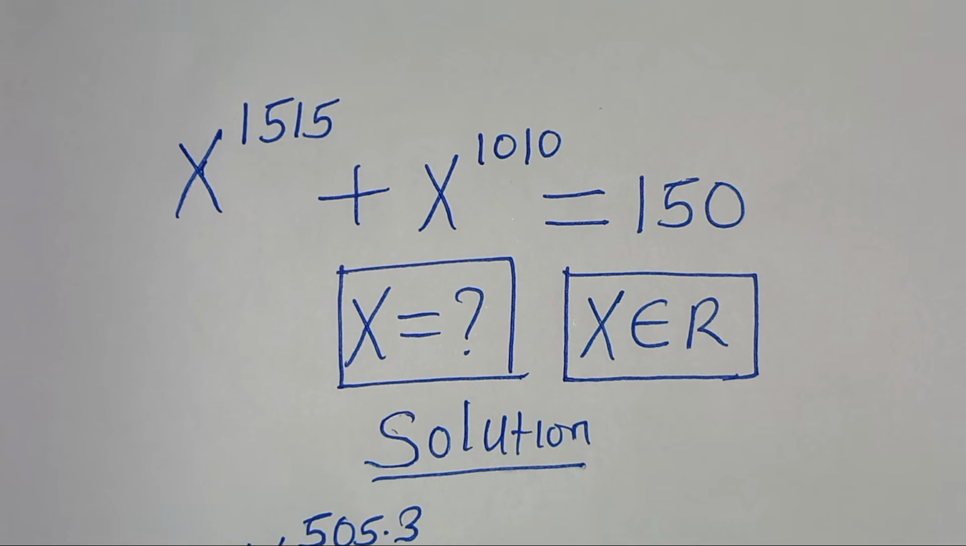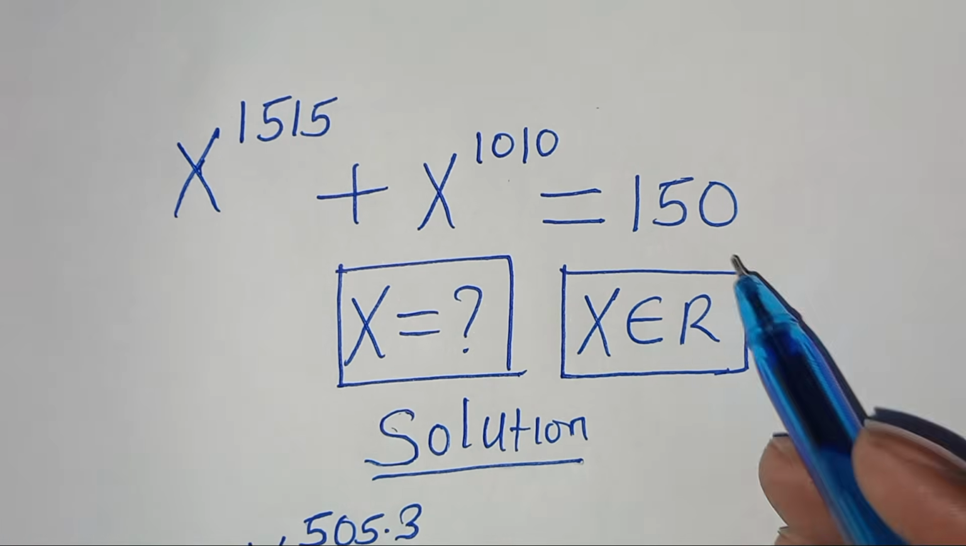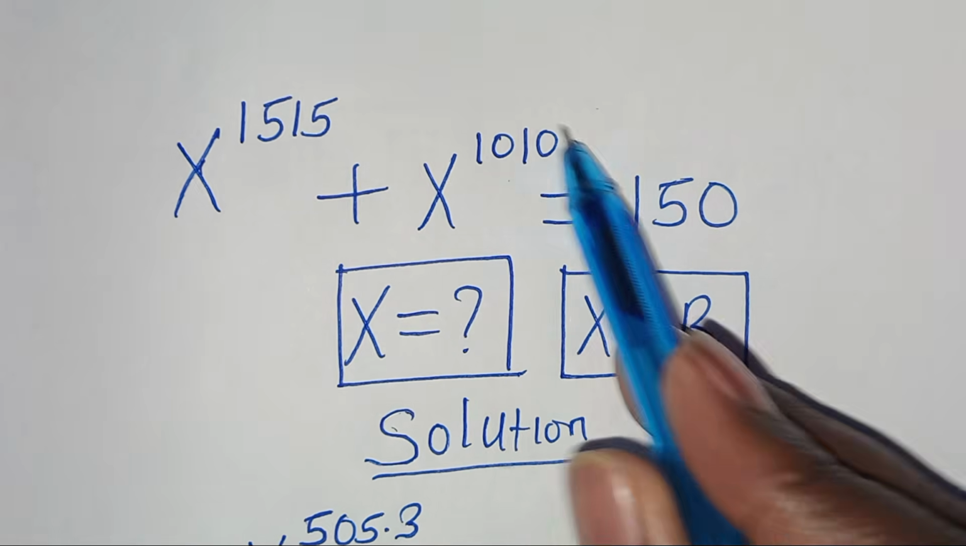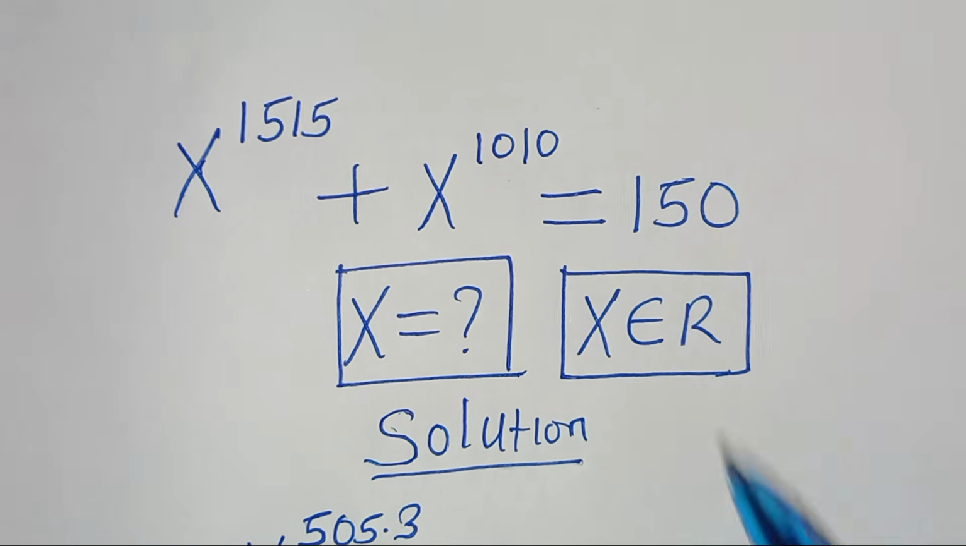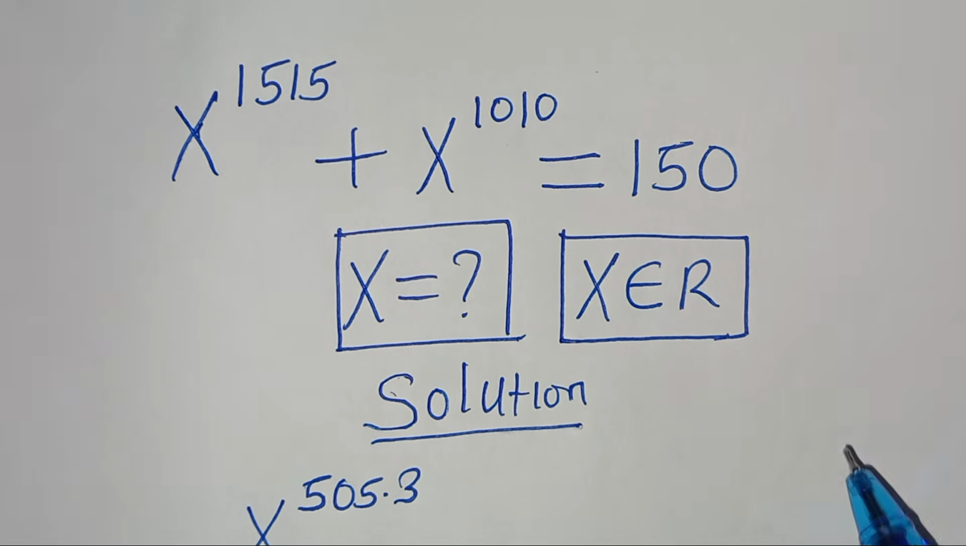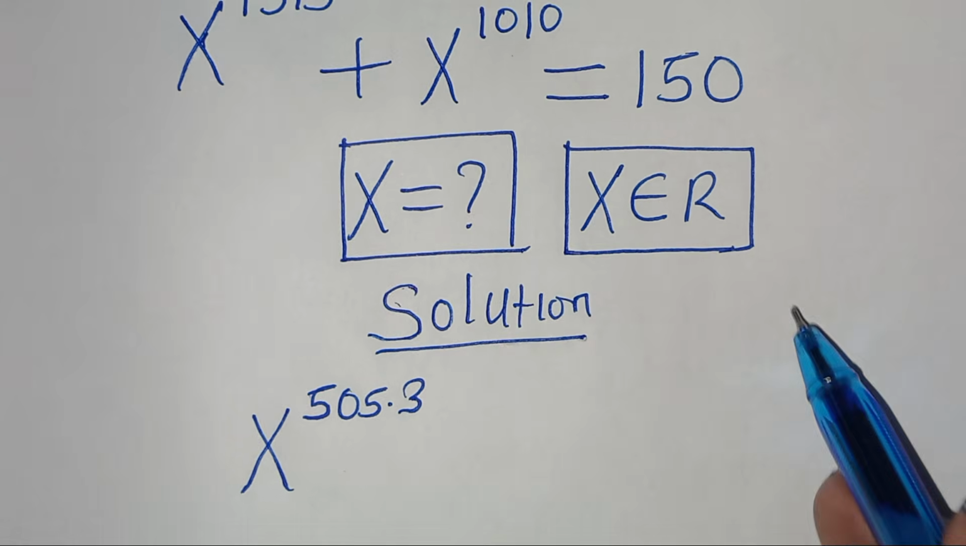You're welcome to solve this nice algebra problem, which is x to the power of 15 plus x to the power of 10. This is equal to 150. So what is the value of x given that x belongs to real numbers? Now let's provide a solution from here.